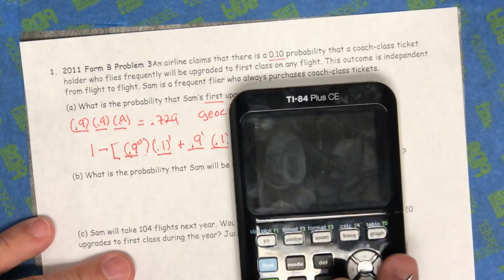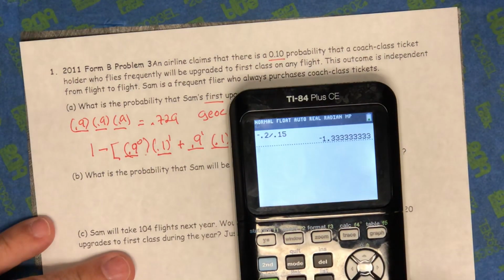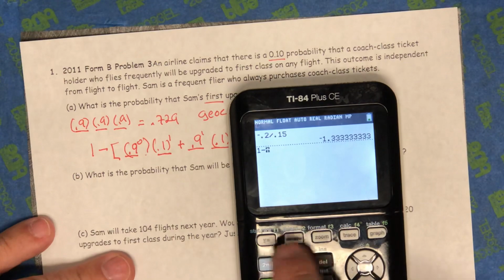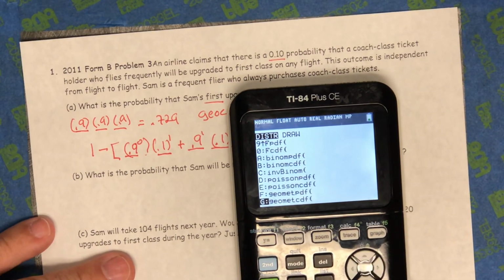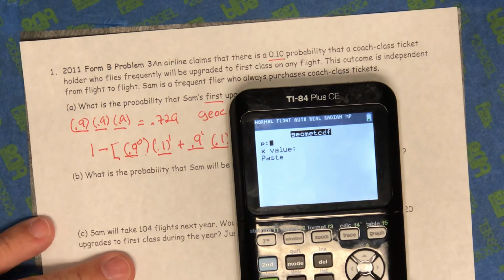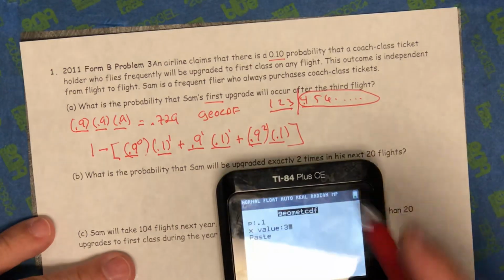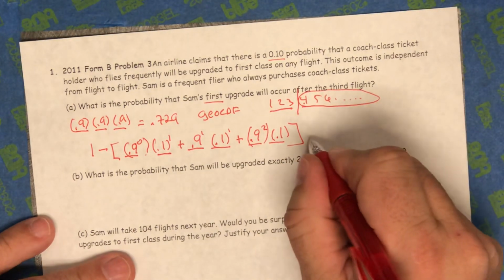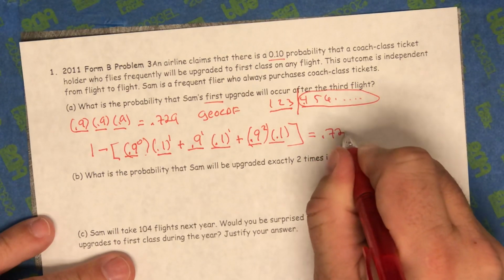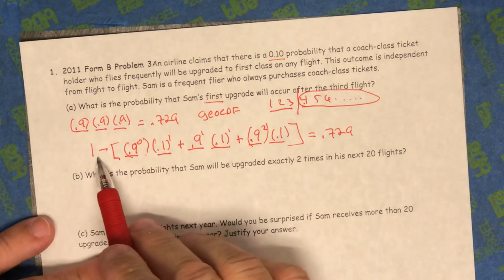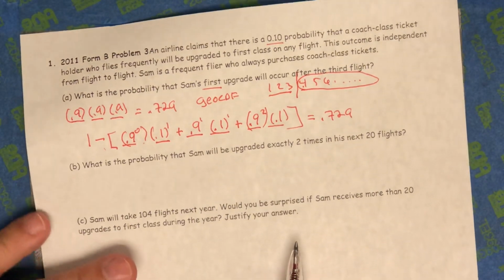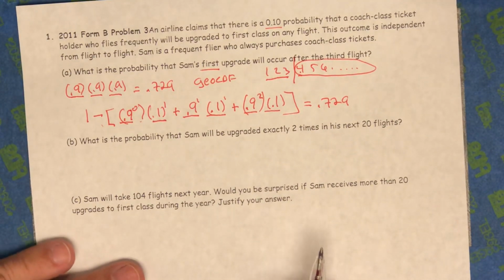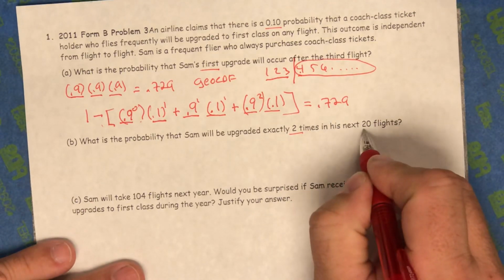Now, the actual way to put it in a calculator is much easier. So 1 minus second vars geometric CDF. Our P in this case is 0.1, and our X value, we're subtracting out the largest value, which our number line said was 3, and we get 0.729. Notice those two answers do work, but if you didn't understand this, you can always do it this way.